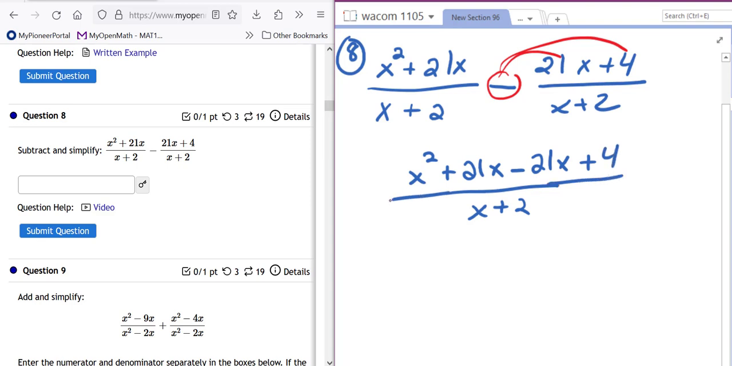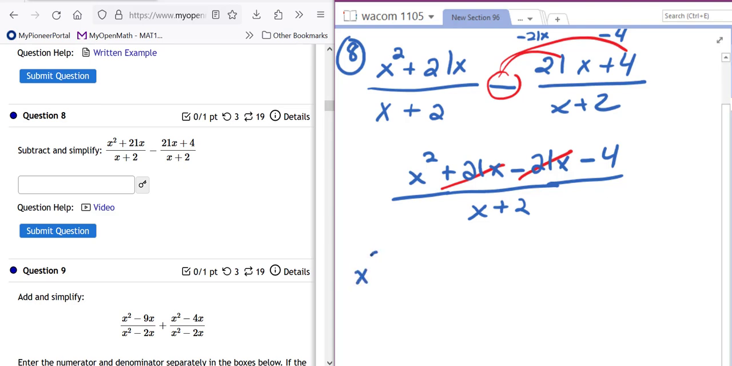Whoops, I just made that error that I told you not to do. That is a minus because this distributed to both. So minus 21x minus 4. You always want to take time to do that. All right, your 21x actually wipes out when you're going to combine. So you have x squared minus 4.